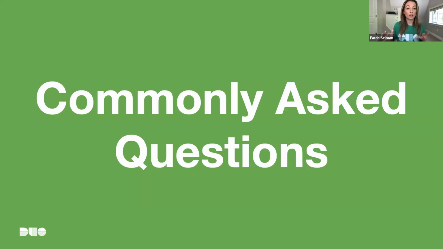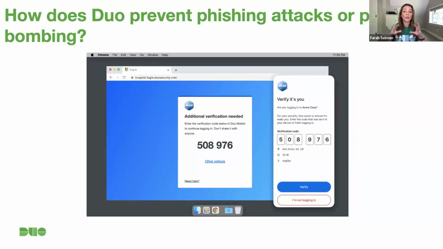So last thing that we'll do here before the Q&A is go over 5 commonly asked questions about Duo. So how does Duo prevent phishing attacks or push bombing? As MFA becomes more widely adopted, so do attempts to get around it by bad actors. If this is a concern for you, you can enable verified push. This can be done for applications you want added security for or a group of users. When you have this feature enabled, the user will enter in their credential, receive a Duo prompt with 2 steps.